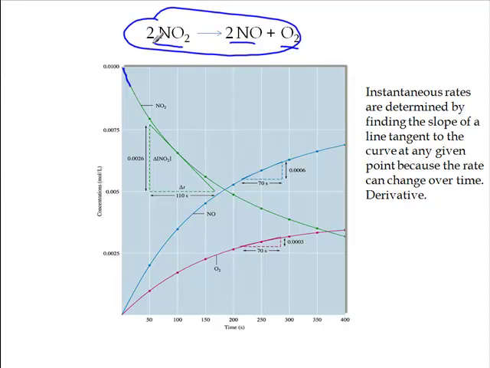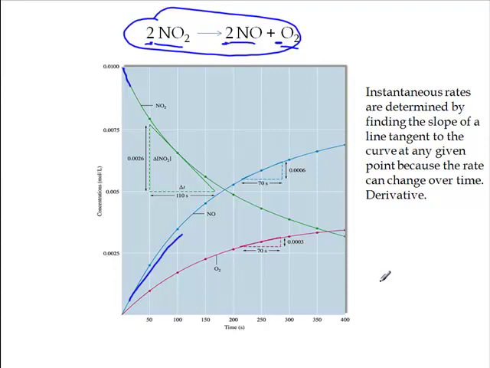Now, if we look at the coefficients, we can see that for every two NO2s we use, we make two NOs. All right, and so that's why this green line and this blue line are basically opposites. However, since there's only a coefficient of 1 right in front of the O2, the amount of O2 that's being produced for every two NO2s would be half as much, and so that's why that line's down there. And so when we talk about the reactions going on, this is really a good graphical representation of what's going on.